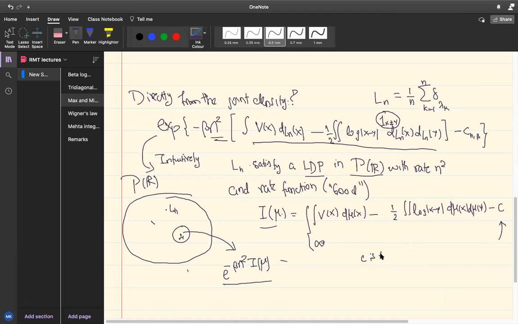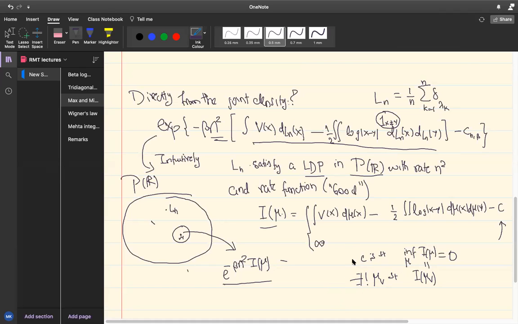C is such that the infimum of I of mu is actually 0. So this I, it turns out, has a lower bound, and you lift it up so that its infimum is 0. And in fact, there exists a unique mu sub V such that I of mu V is exactly this infimum of I of mu. That is a statement I am making.